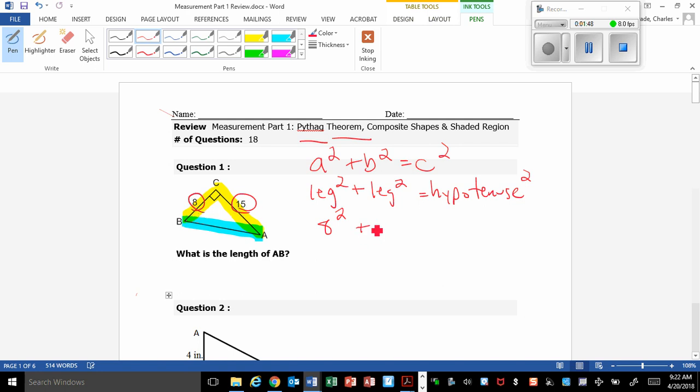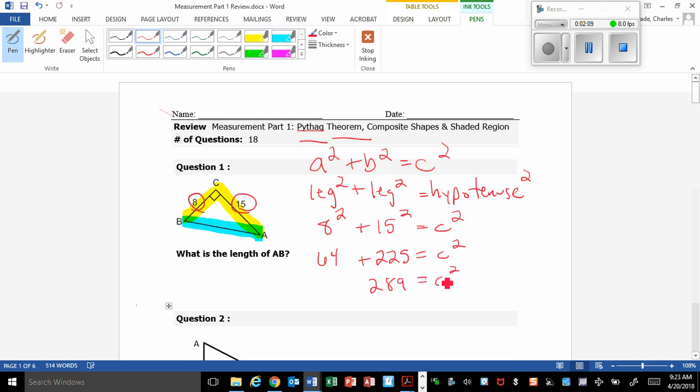So we've got 8 squared plus 15 squared equals c squared, and then we're going to get 64 plus 225 equals c squared. So 64 plus 225 equals 289 equals c squared. And now we're going to take the square root of that. So you hit your square root button and you get 17. Okay, so your answer for this one, the length of AB, is 17.